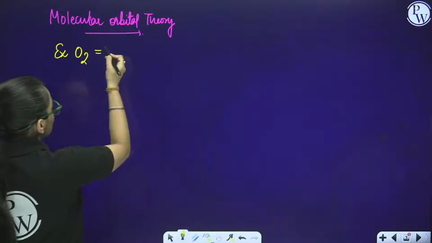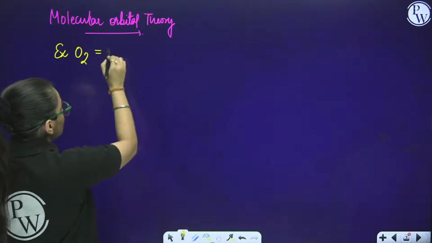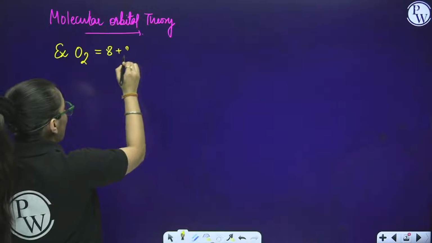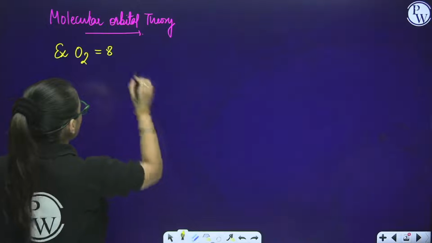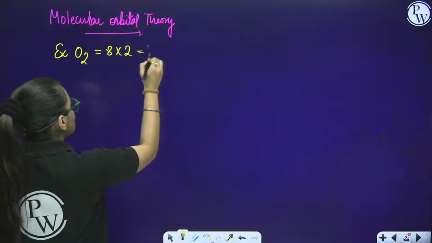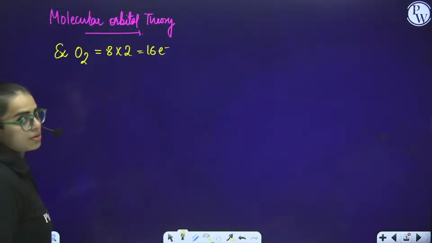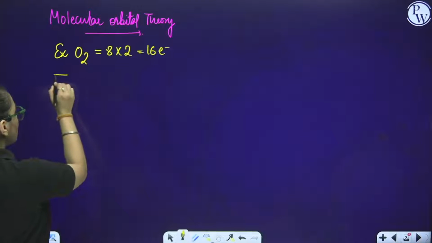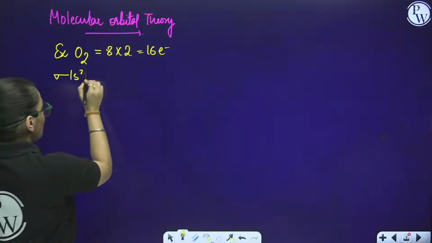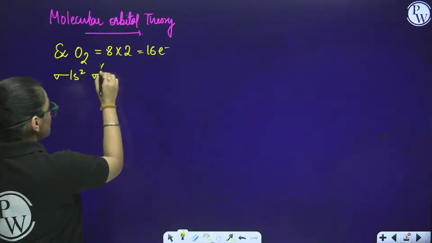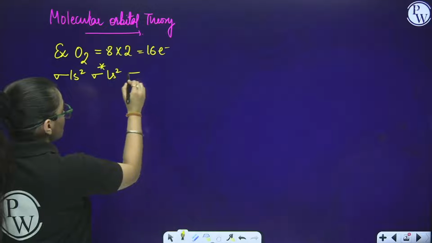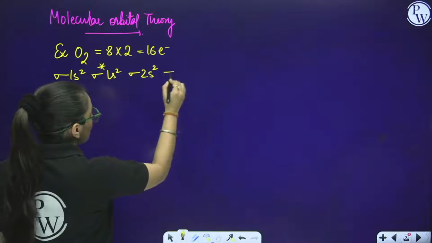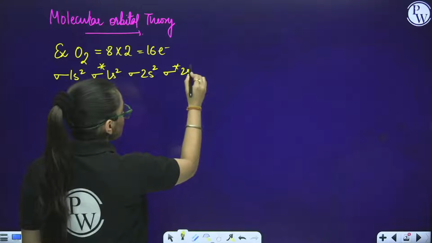In the case of oxygen, we know that total how many electrons are there? Total 8 electrons are there. And how many oxygen atoms? 2. So this comes out to be 16 electrons, right? In order to fill 16 electrons, how are we going to start? It is going to be sigma 1s 2, sigma star 1s 2, sigma 2s 2, sigma star 2s 2.